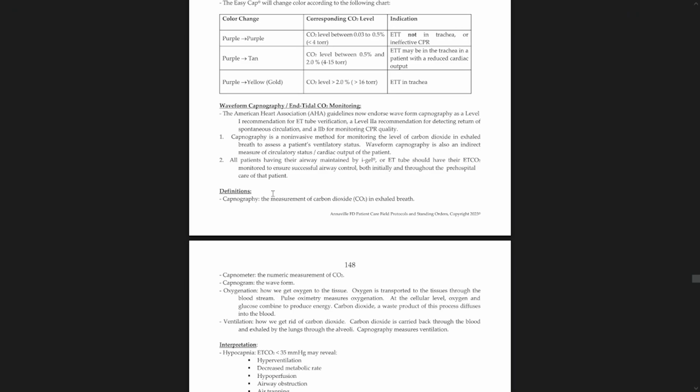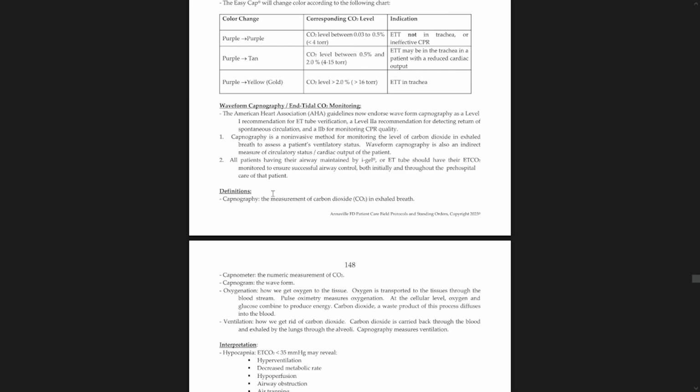Waveform capnography, or ETCO2 monitoring. The AHA guidelines now endorse waveform capnography as a level 1 recommendation for ET tube verification, a level 2A recommendation for detecting return of spontaneous circulation, and a 2B for monitoring CPR quality.